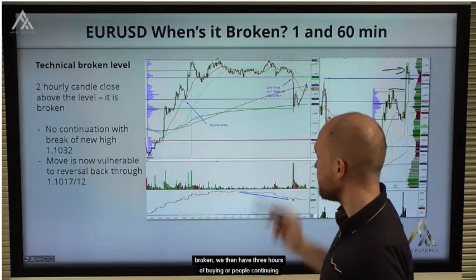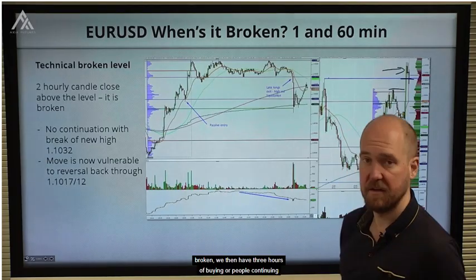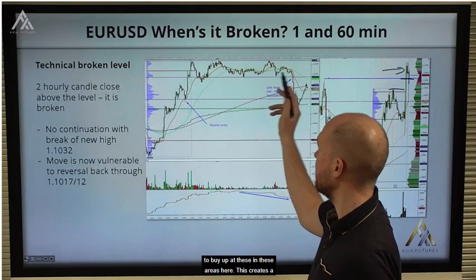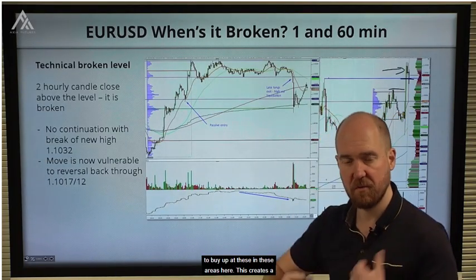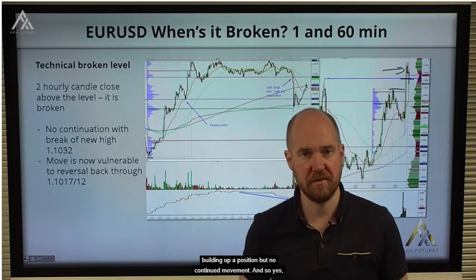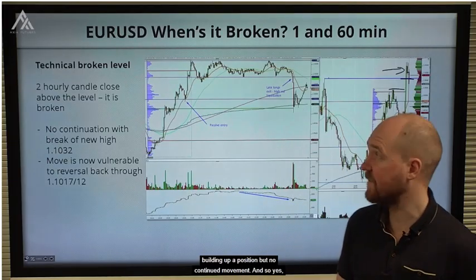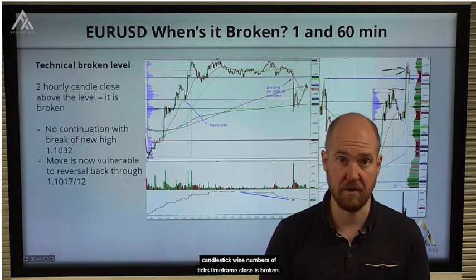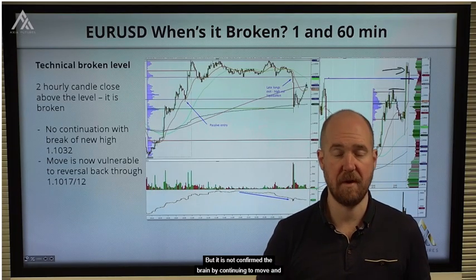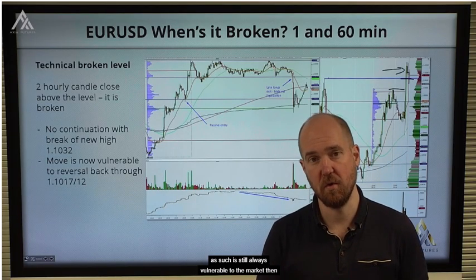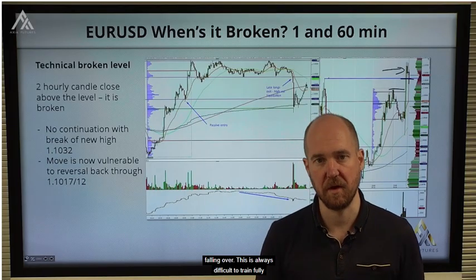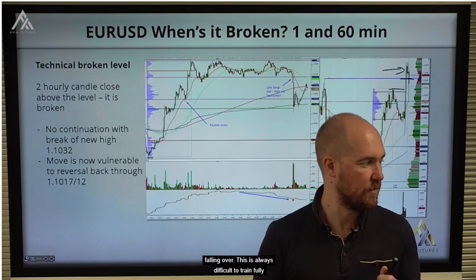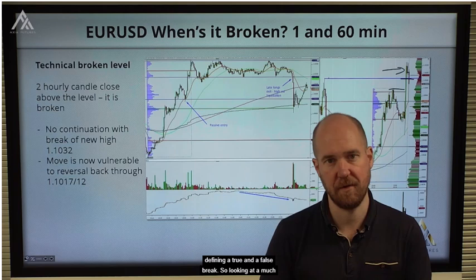We then have 3 hours of buying, of people continuing to buy up in these areas here. This creates a building up of a position, but no continued movement. And so yes, candlestick wise, number of ticks, time frame close, it has broken, but it has not confirmed the break by continuing the move. And as such, it's still always vulnerable to the market falling over. And this is always the difficulty between fully defining a true and a false break.